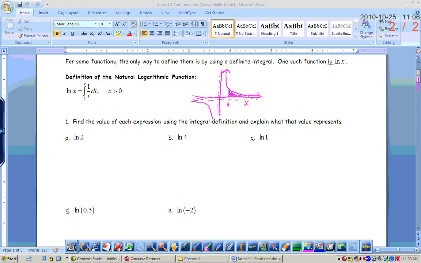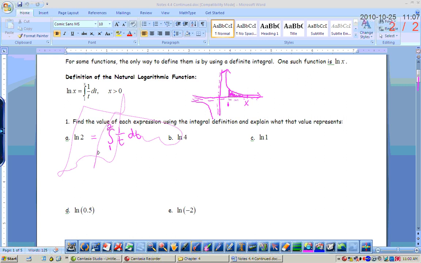All right, so this is going to explain what the calculator does when you ask it to find, say, the natural log of 2. So using this definition of the natural log of x, the natural log of 2 equals the integral from 1 to 2 of 1 over t dt.